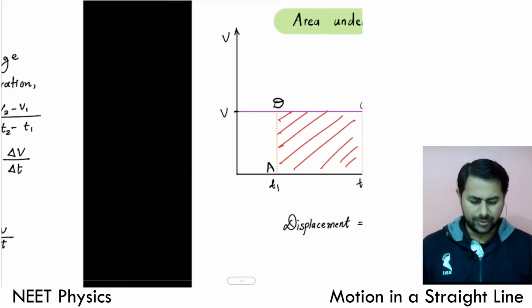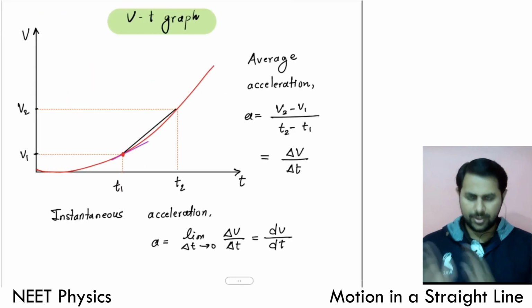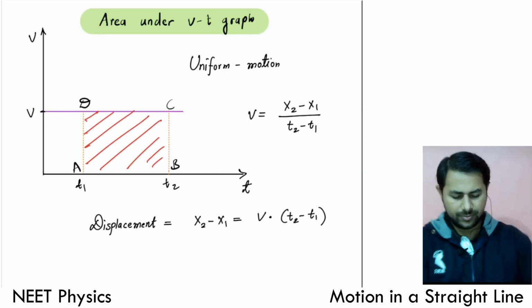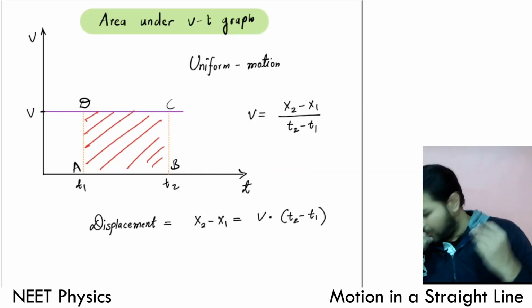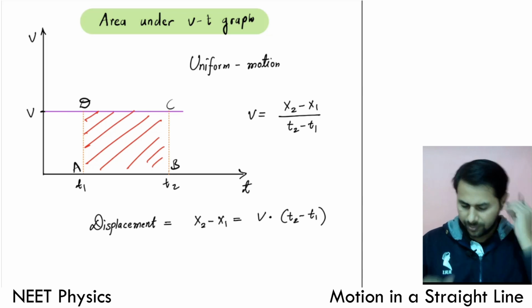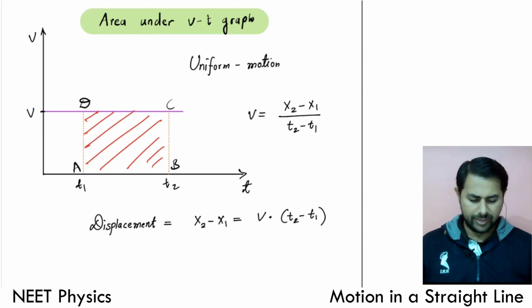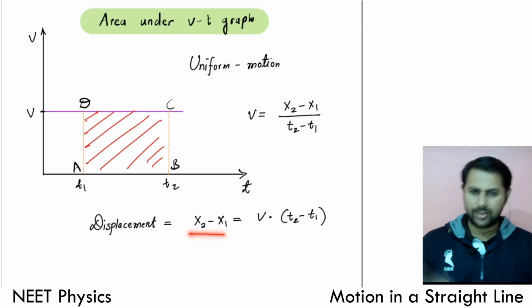All right, good. So this is when you find out the derivative, you get this thing. Okay, and then the next is area under the VT graph. We know that area under the velocity versus time graph gives us what? Displacement. Area under the velocity versus time graph gives us displacement.